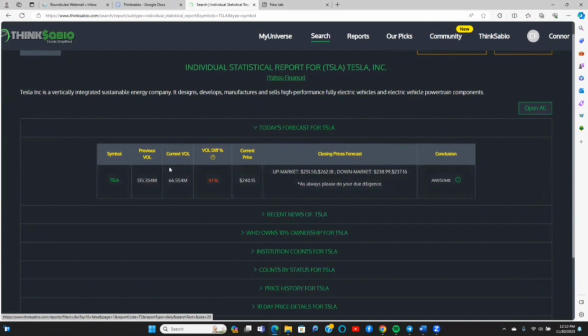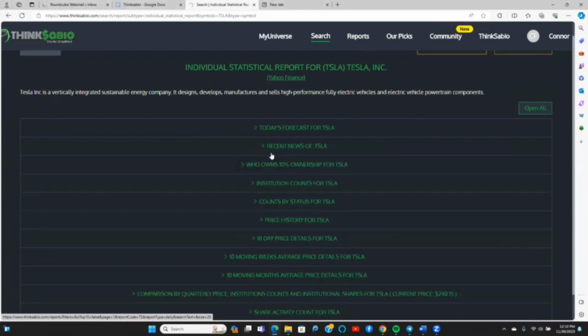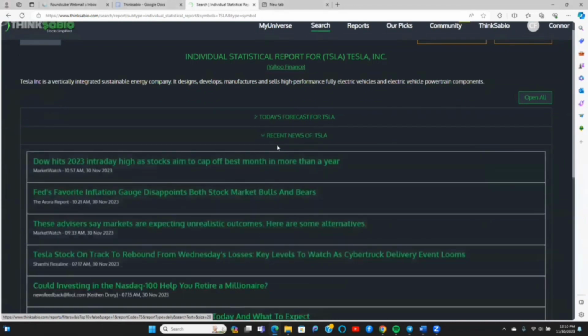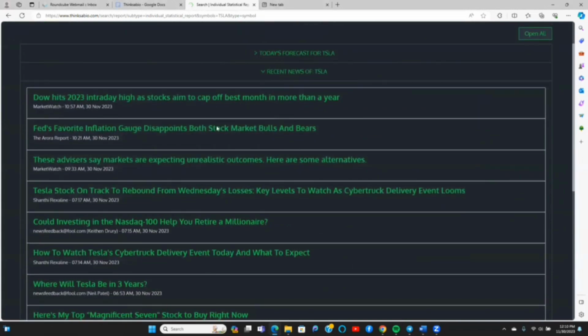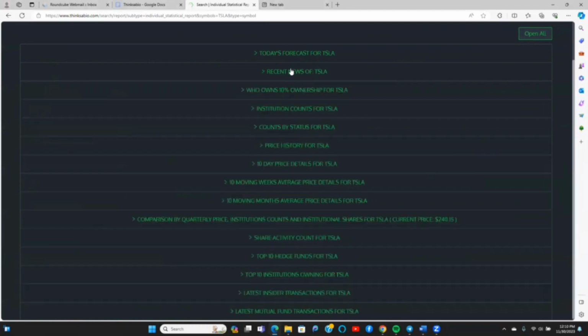So it starts with today's forecast. It looks at previous volume, current volume, the difference, the price, and then the conclusion, which offers an assessment on how we view that stock. Click on this information button to get that. From here, you get some recent news. This offers recent articles about the stock and the company, which you can read at your leisure.